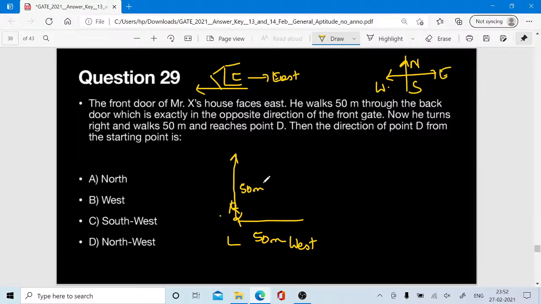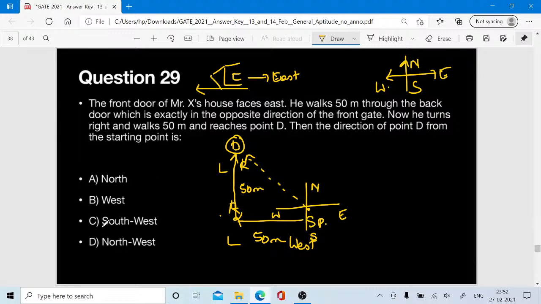This is how you guys should attempt the questions. So this is right again, this is left again. He reaches point D. He walks opposite to the direction of this and reaches this point. The direction of point D from his starting point: this is his starting point, and from here I have to calculate. So let's draw a direction picture here. This is north, south, east and west. So that person is like this. So what is this going to be?